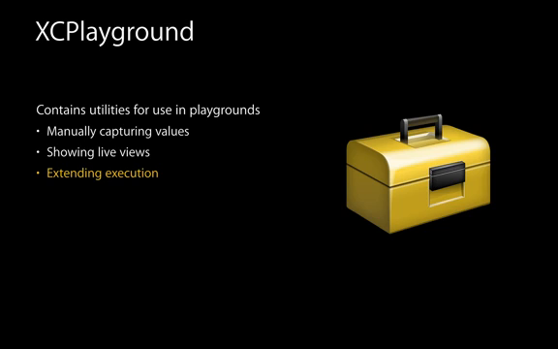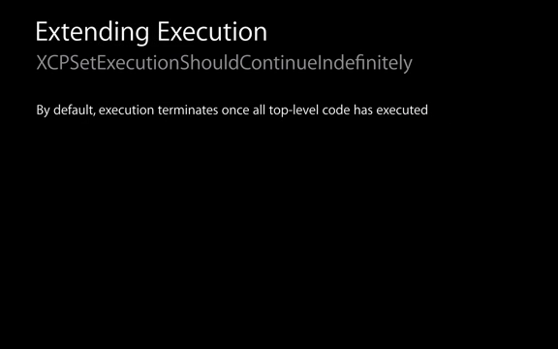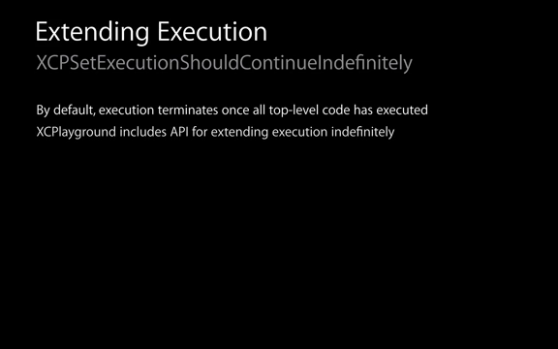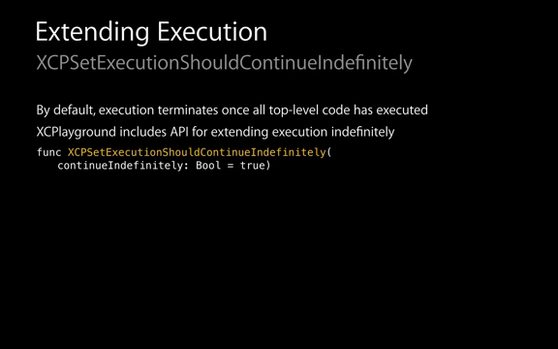Now I'd like to talk to you about how you can use asynchronous code in your playgrounds. You got a little taste of this in the demo before, but I'd like to go into a little more detail now. The third piece of functionality which the XCPlayground framework provides is the ability to extend execution. By default, execution terminates once all top-level code has executed. XCPlayground, though, provides an API for extending execution indefinitely. That's this XCPSetExecutionShouldContinueIndefinitely function.